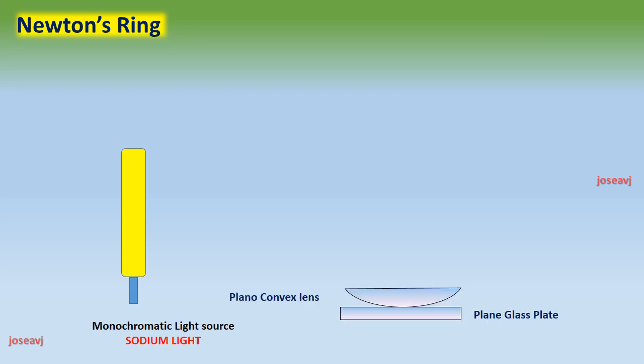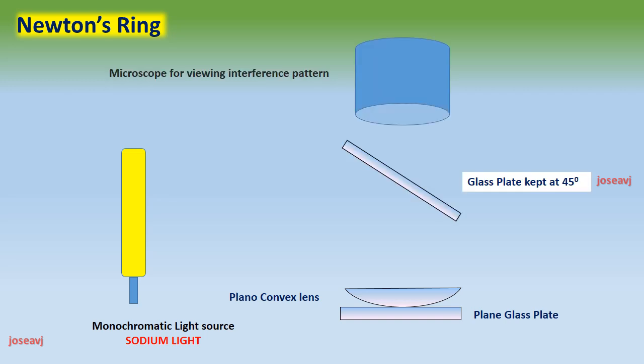So summarizing the setup of the Newton's ring, we have a monochromatic light source, lens glass plate combination, a 45 degree glass plate, and a microscope for viewing the interference pattern. When monochromatic light is made to fall on the lens glass plate arrangement, the light reflected from the bottom surface of the lens and light reflected from the top surface of the glass plate will interfere with each other to produce an interference pattern, which we can view with the help of the microscope.